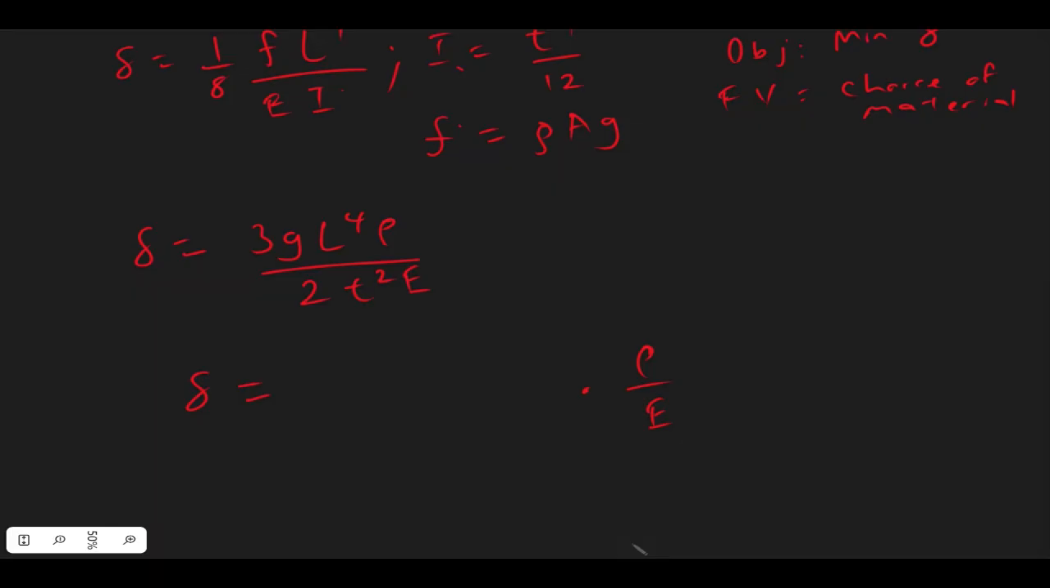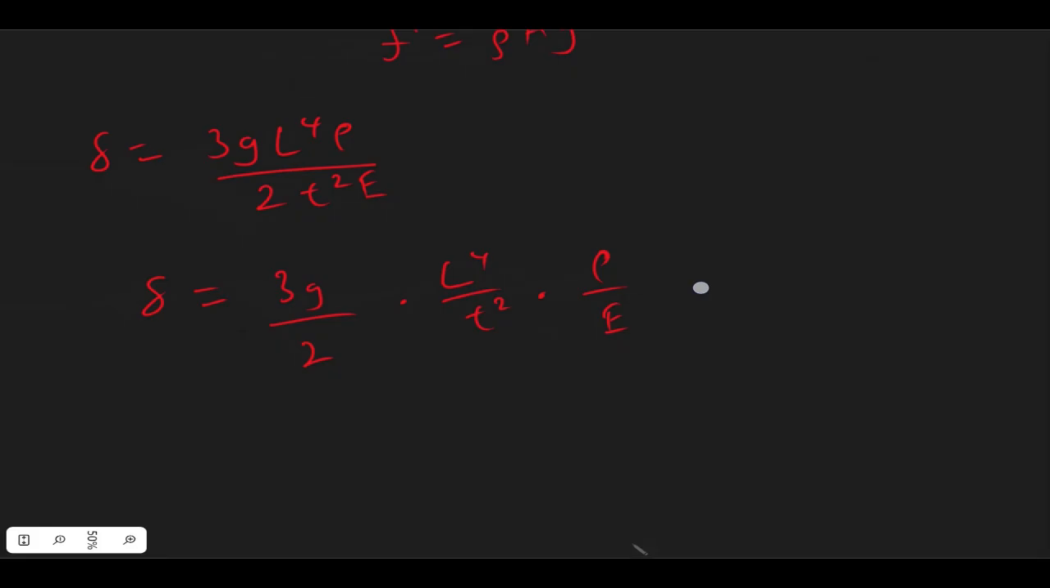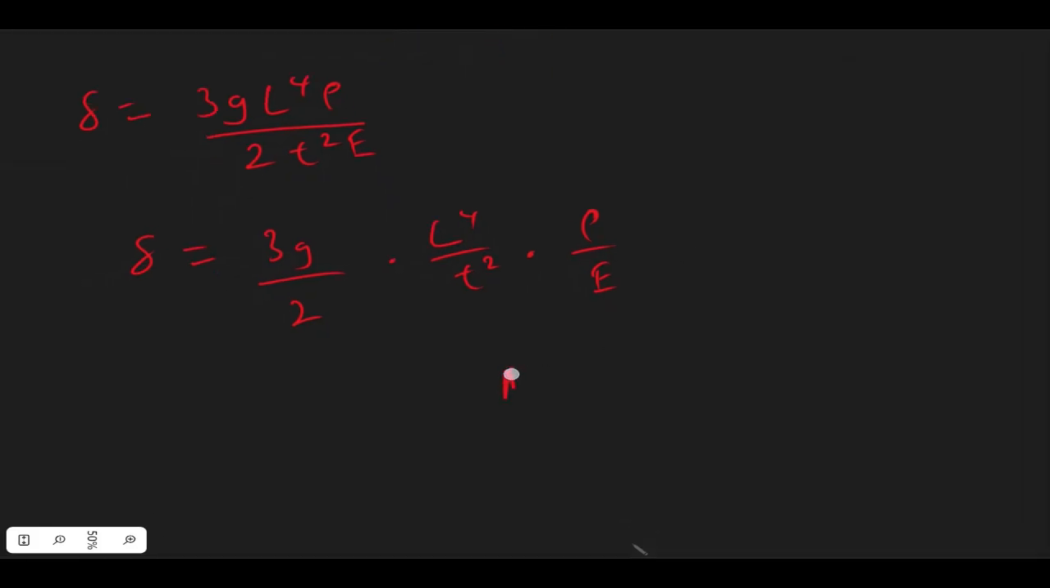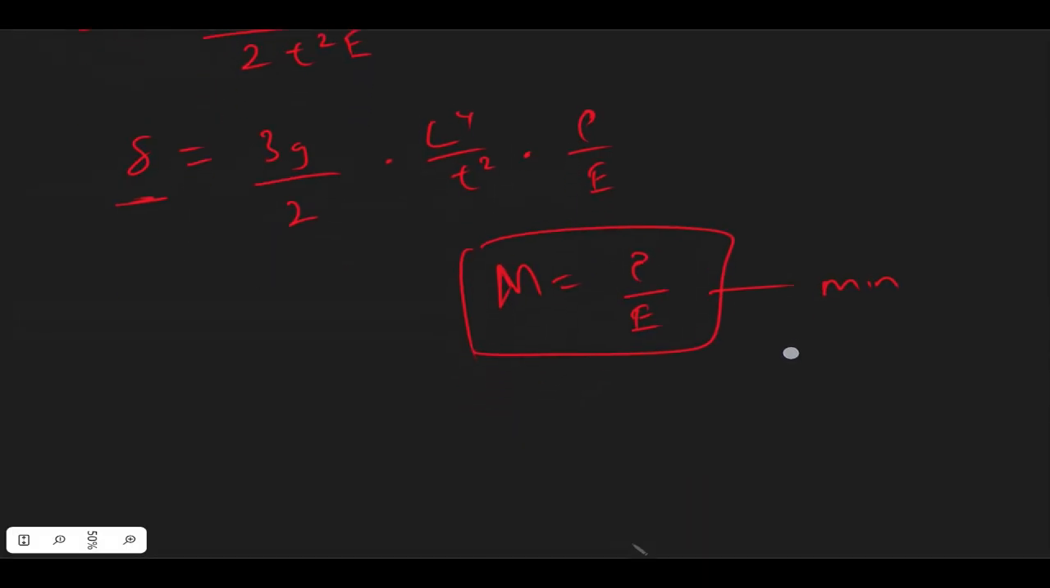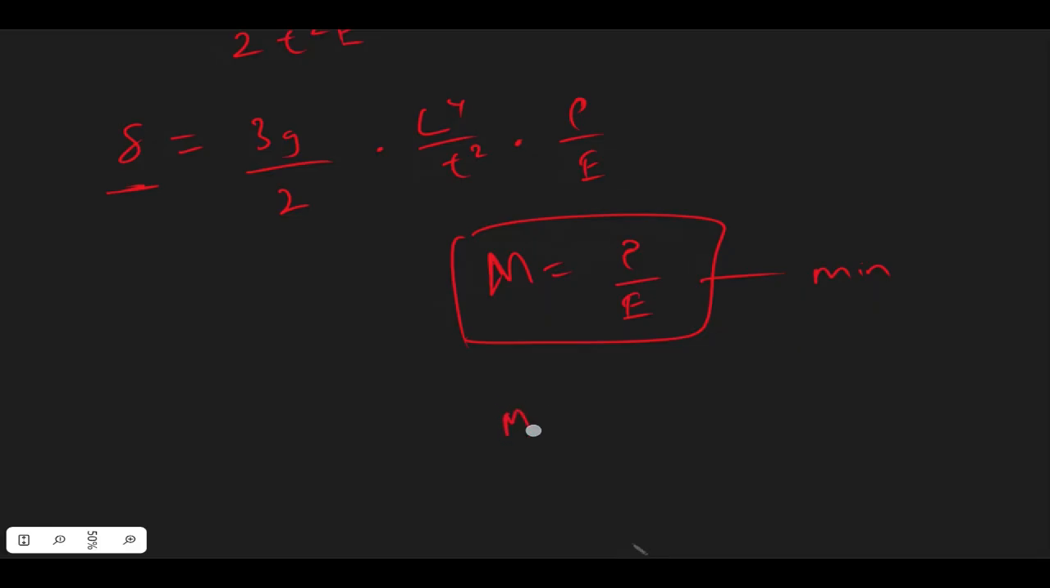Next is the geometric constraint, the geometry of the material. Based on the geometry, the constraint that we have is L raised to the power 4 over thickness raised to the power 2. The functional constraint is now everything left in the equation, which is 3g divided by 2. So right now your material index M is density divided by Young's modulus. But this is minimization, because you're trying to minimize deflection. You always have to leave this in terms of maximization, which is M equals Young's modulus divided by density.